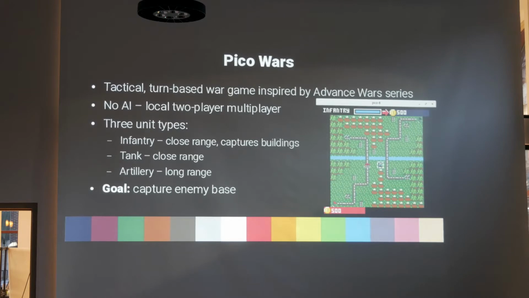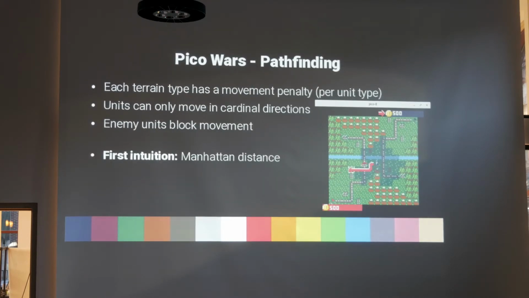Yeah. So, the interesting thing that I want to talk about from PICO Wars is pathfinding. So, every terrain type has a movement penalty, and this is set per unit type. So each of the 3 units have different penalties for movement on a specific terrain. Units can only move in cardinal directions, and the enemy units block movement. These are sort of the salient points for our restrictions on pathfinding, right? The problem that we're trying to solve.